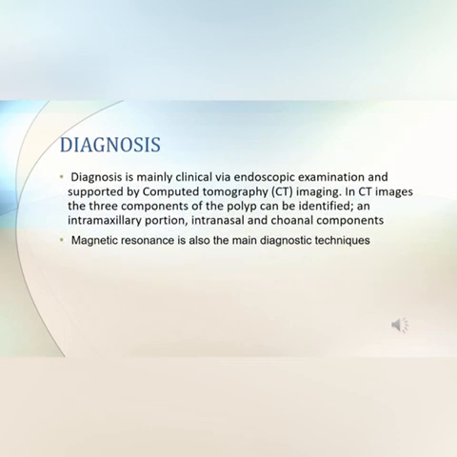Diagnosis is mainly clinical via endoscopic examination and supported by computer tomography imaging. In CT images, the 3 components of the polyp can be identified: an intramaxillary portion, intranasal and choanal components. Magnetic resonance is also a main diagnostic technique.